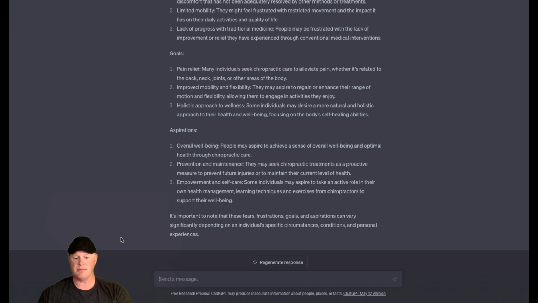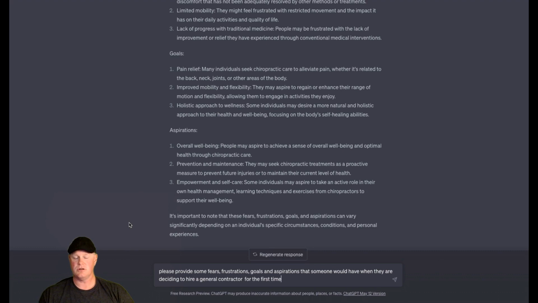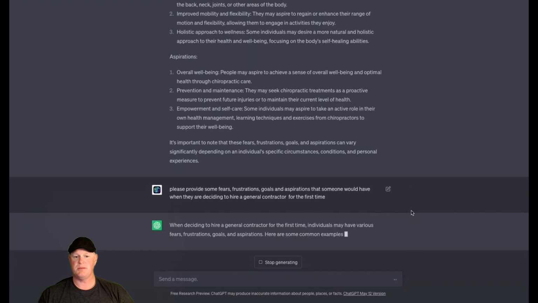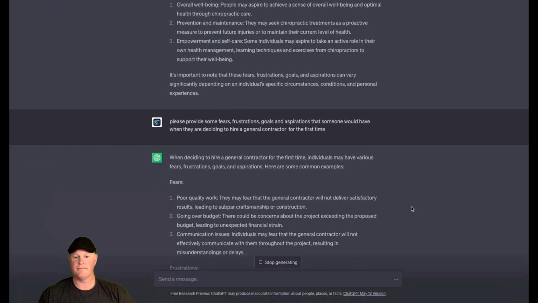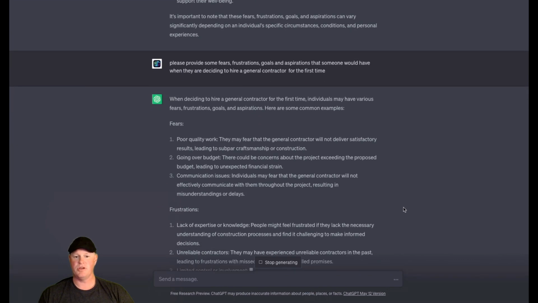I'm going to put in another prompt, very similar. This is for a general contractor. So this is what the prompt says. Please provide some fears, frustrations, goals, and aspirations that someone would have when they are deciding to hire a general contractor for the first time. And let's see what ChatGPT puts out. So some of the fears: poor quality work, going over budget, communication issues.